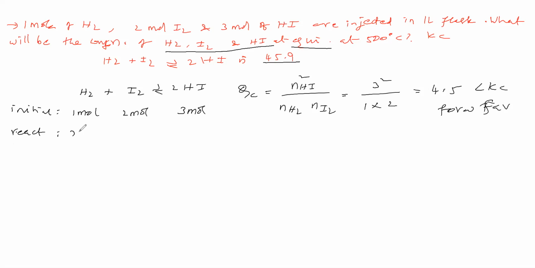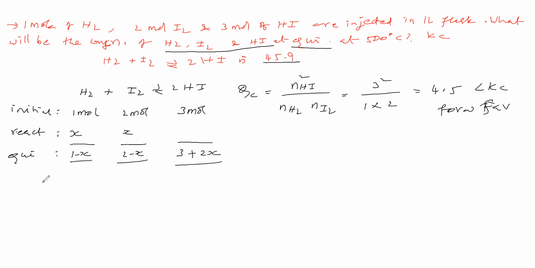Forward is favoring. So x moles of H2 is reacting, x moles of I2 is reacting, so the system is attaining equilibrium. At equilibrium, H2 is 1 minus x, I2 is 2 minus x. 2x moles of HI is produced. 3 moles initially we have taken, so HI is 3 plus 2x moles.